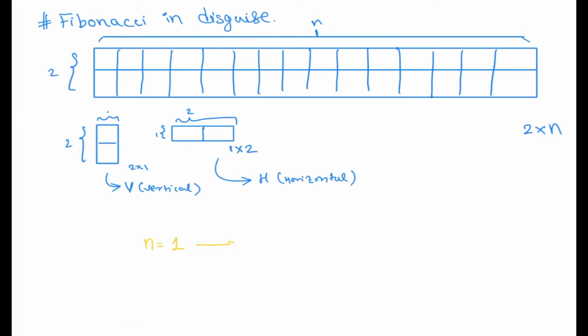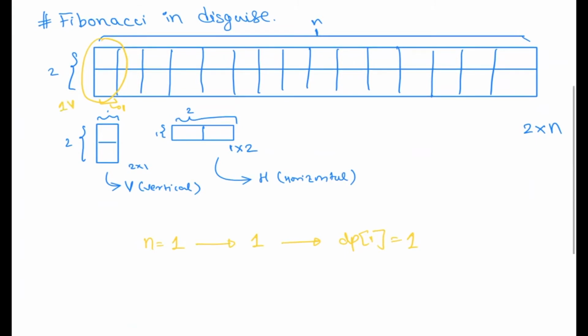So when n is 1, we have just one way. So we will make dp1 equal to 1. Here when n is equal to 1, the only way is to put the tile vertically, no possibility of horizontal. Moving on to n equal to 2, we'll just initialize the DP. We see dp2 is equal to 2.